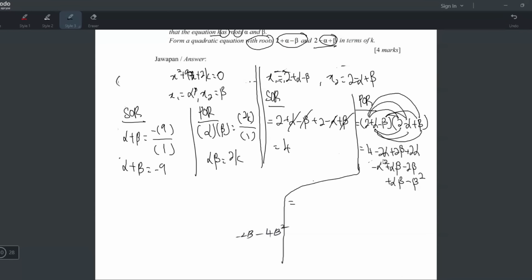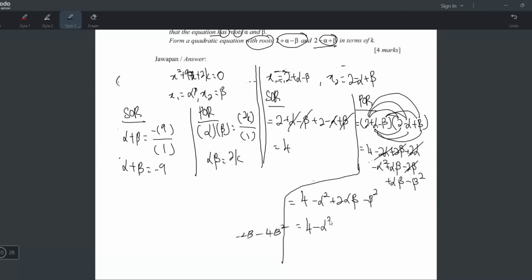So sekarang ada tak yang boleh potong? Okay, ada. 2 beta minus 2 beta kan? Itu kosong. Lagi, negative 2 alpha plus 2 alpha boleh potong juga. Yang itu kosong juga. Alright, I think that's all. So you left with 4, and then minus alpha square, and then plus alpha beta, the one you can write plus 2 alpha beta. Plus 2 alpha beta, and then minus beta square, right?